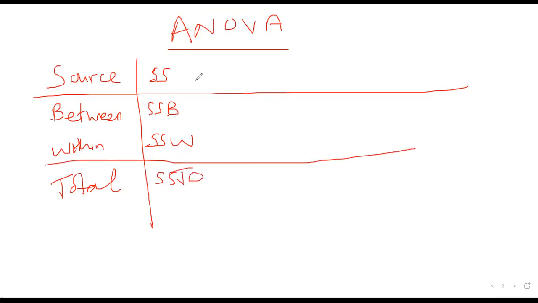Then there's what we call the degree of freedom. Degree of freedom is just used for reading the table. So this is K minus 1, N minus K, and N minus 1. N stands for the number of observations, and K stands for the number of treatments or populations.